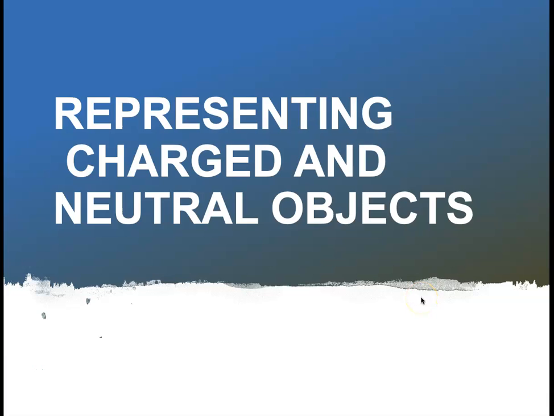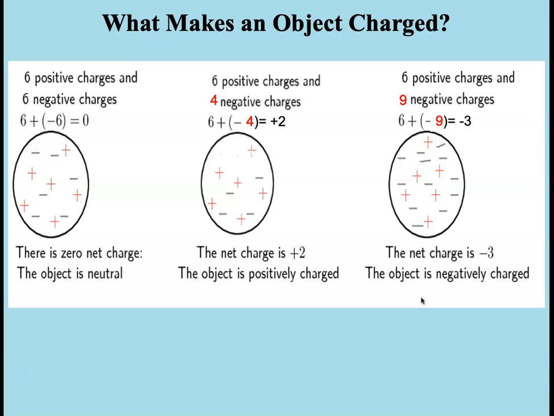Okay, continuing with static electricity and an introduction to it, what if we want to represent charged and neutral objects? Well, in this example, there's a neutral object, a positively charged object, and a negatively charged object. In each of these examples, note that it's an atom of the same substance. So there's 6 positive protons, 6 positive protons, 6 positive protons. So these represent three atoms of the same substance, but 3 atoms of the same substance with a different charge.